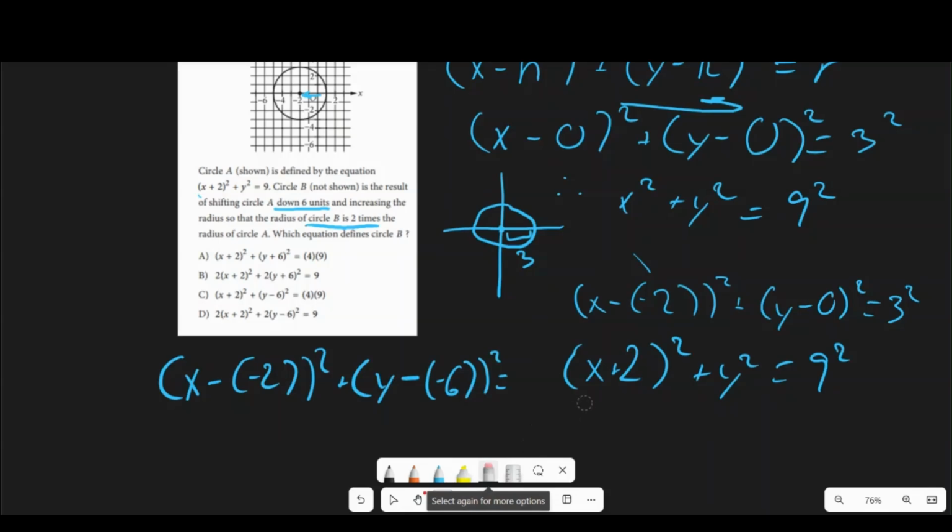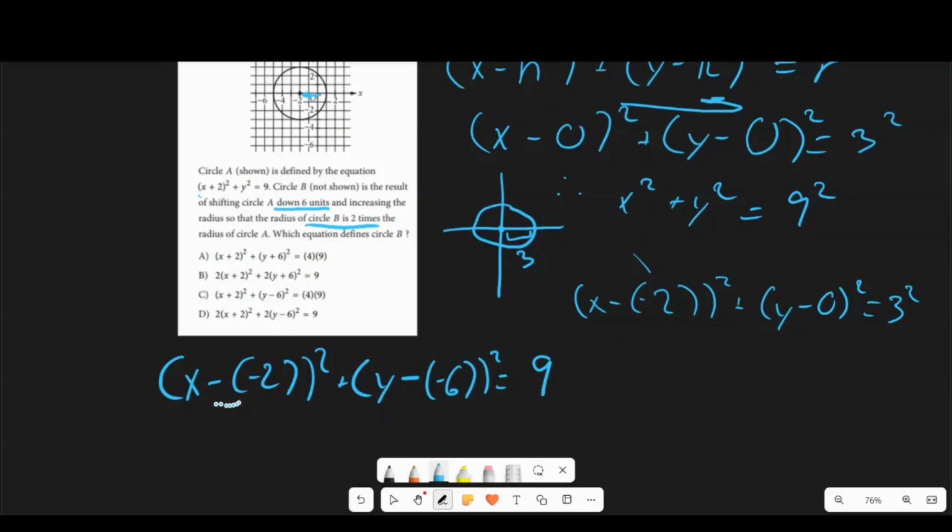I'm just going to erase so I have some more space. Anyways, so yeah, we're going to have some r squared, right? So let's not worry about r right now. We know that's going to be 9, right?